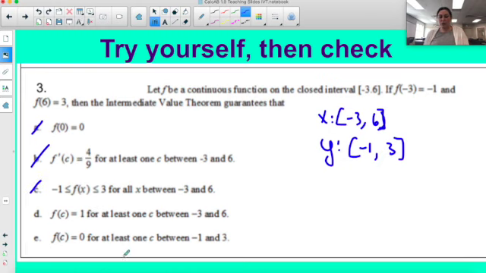Okay, these are the two that we want to look at. F of c equals 1. Is the y value of 1 in the range? Yes, that would work, for at least one c between negative 3 and 6. Yes, that works. The x values give us a y value in this range. Let's check f of c is 0, for at least one c between -1 and 3. That's in the range too, but not necessarily for c between -1 and 3. We only know between -3 and 6. So we don't know that. Okay, so that's the answer.